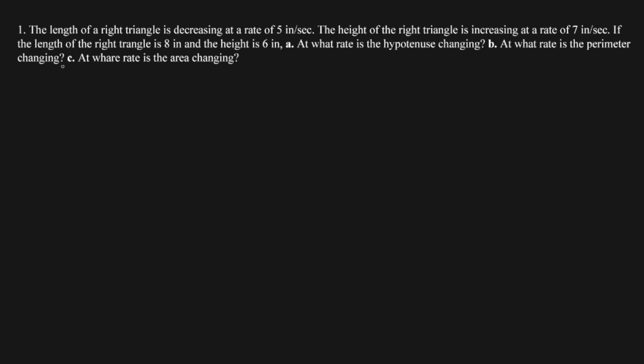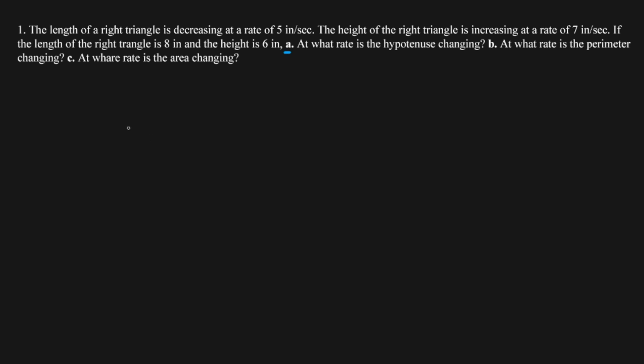Well, our first problem, we have the length of a right triangle is decreasing at a rate of 5 inches per second. The height of the right triangle is increasing at a rate of 7 inches per second. If the length of the right triangle is 8 inches and the height is 6 inches, A, at what rate is the hypotenuse changing? B, at what rate is the perimeter changing? And C, at what rate is the area changing? So we're going to do A first.